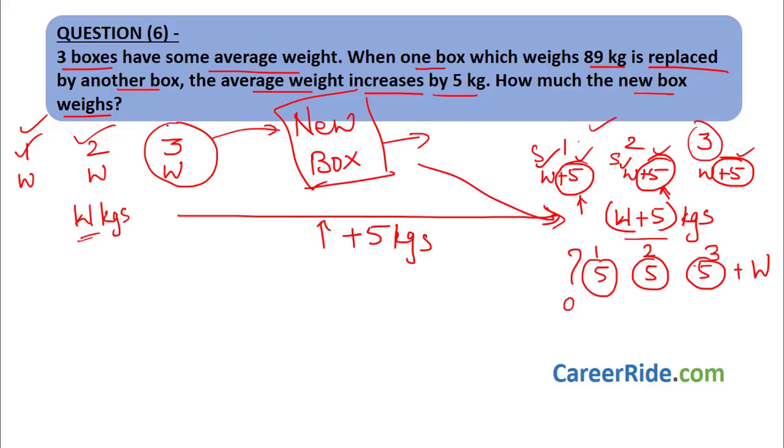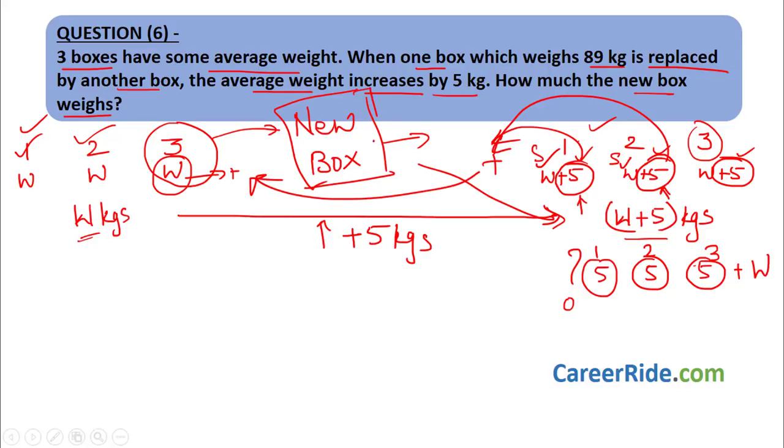Now since we are replacing box number 3, which has a weight of W, with another box, that is the new box, we do not know its weight. What should it have? It should have this weight W, plus it should have this increase in weight, plus it should have this increase in weight, right? All these 3 things should be compensated by this new box.